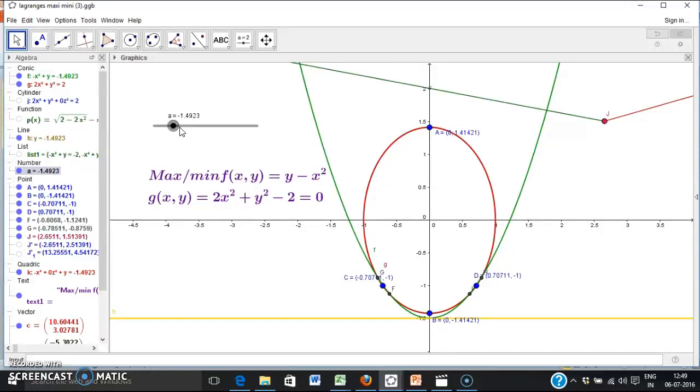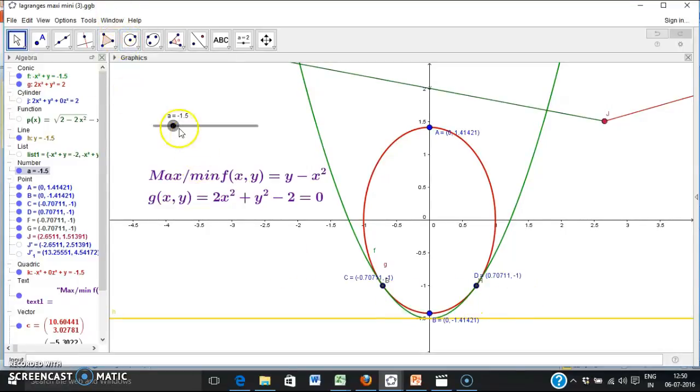Notice as we are getting a single point of intersection, the value of the function f at these 2 points C and D settles to the value exactly equal to minus 1.5, which is seen from here as well as from the graph. Here exactly it settles at minus 1.5. That means this is the value at these 2 points.